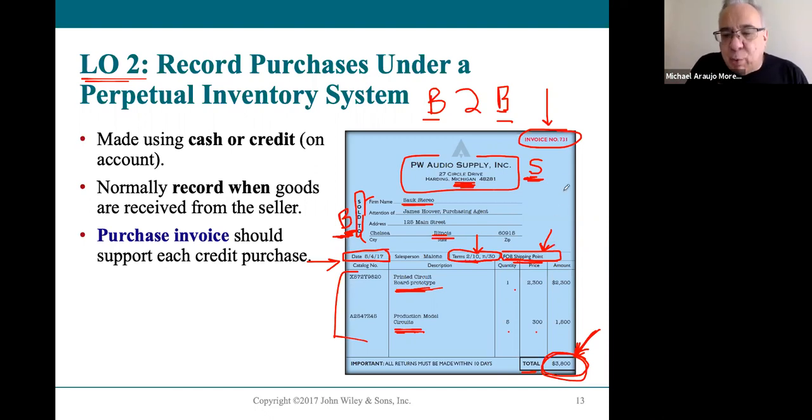Okay, so very important to know how to read an invoice. If there's any questions, you can chime in, but this is important.